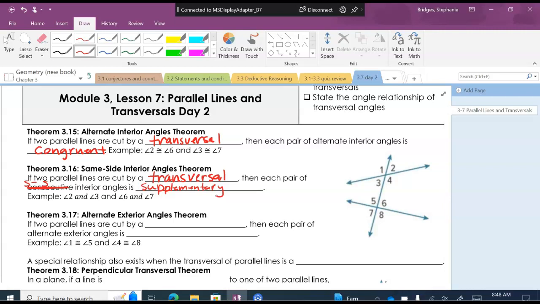The next theorem is going to match pretty much the alternate interior theorem. It says if two parallel lines are cut by a transversal again, then each pair of alternate exterior angles is also congruent. If two parallel lines are cut by a transversal, both alternate interior and alternate exterior angles are congruent. What would be alternate exterior to 1? 1 and 8, those would be congruent. What's the other pair? 2 and 7, those would also be congruent. Everybody okay with that?